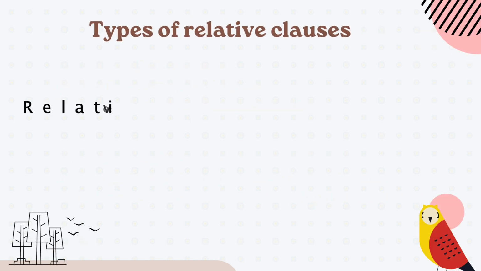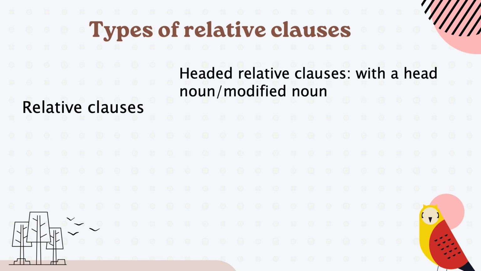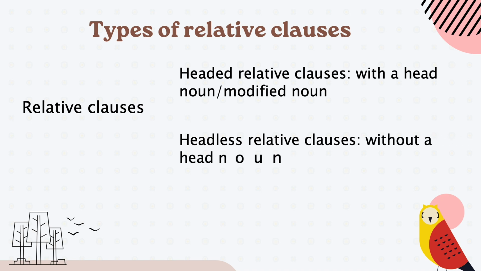Depending on the occurrence of the head noun, a noun that is modified by the relative clauses, the relative clauses may or may not have a head noun, and thus two types of relative clauses are distinguished: headed relative clauses and headless relative clauses. In headed relative clauses, there is a head noun, which we have explored in the previous video. In the headless relative clauses, however, the head noun is deleted.